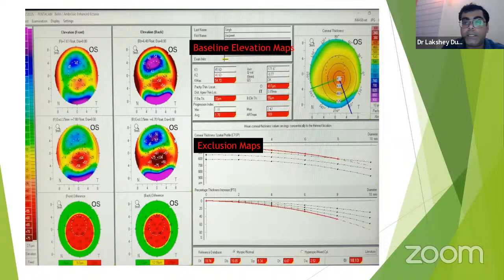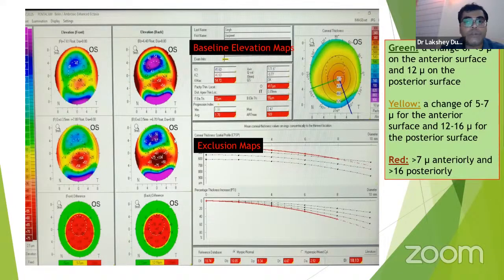Then there is the corneal thickness spatial profile, which shows how the corneal thickness changes and how percentage thickness increases from central to peripheral cornea. So if the slope of these falls outside the normative data and if it is steeper, then they are suspicious. So if anterior elevation is more than 5 and posterior is more than 12, these are suspicious. And D values, if more than 2, are suspicious.